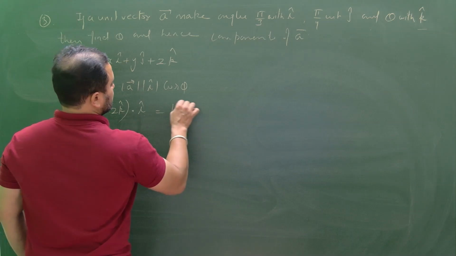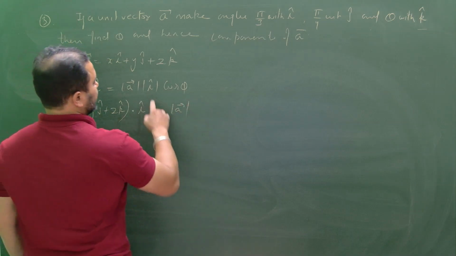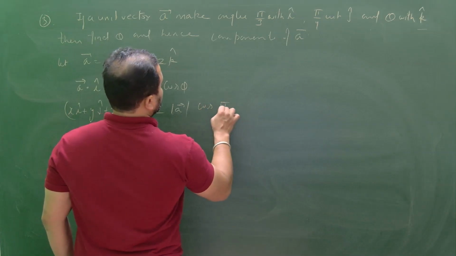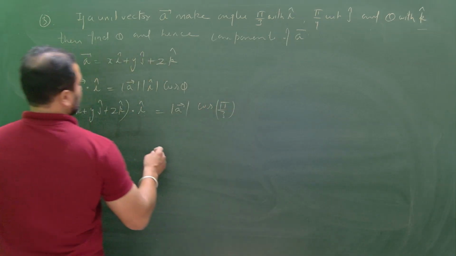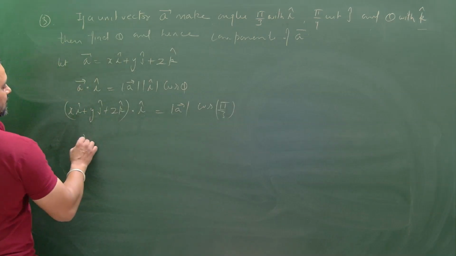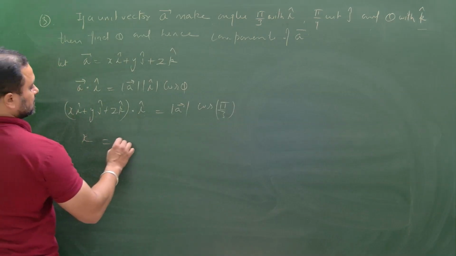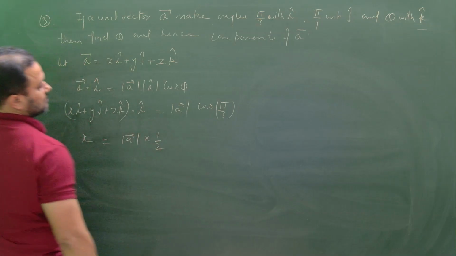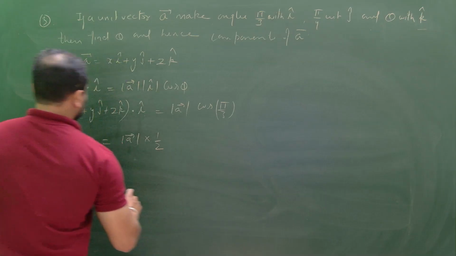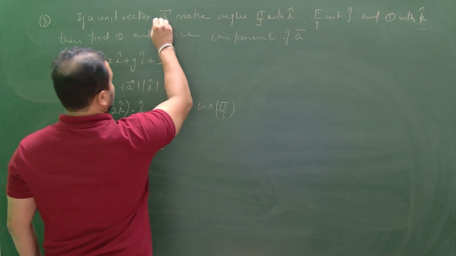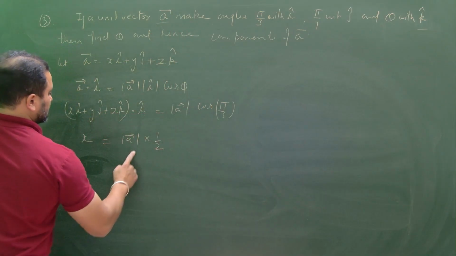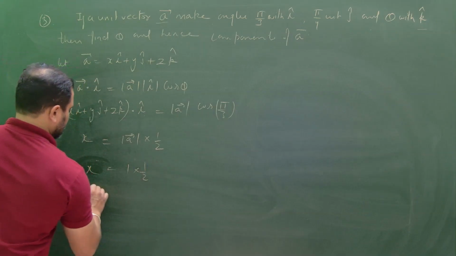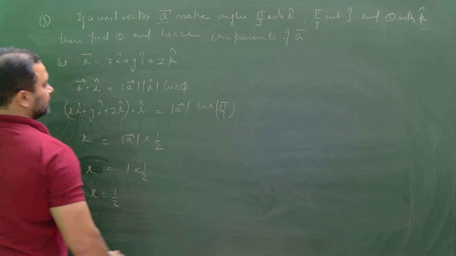So this is, as it is, the magnitude of i cap will be 1, and cos 60 is 1/2. So this is a dot i; here it is x, the rest are 0, like this: cos 60 is 1/2. Because the given vector is a unit vector, this value is also 1, so x is equal to 1/2.